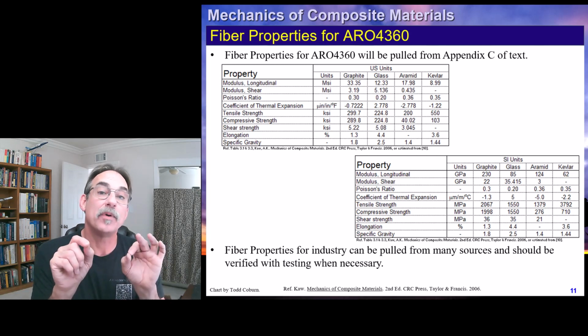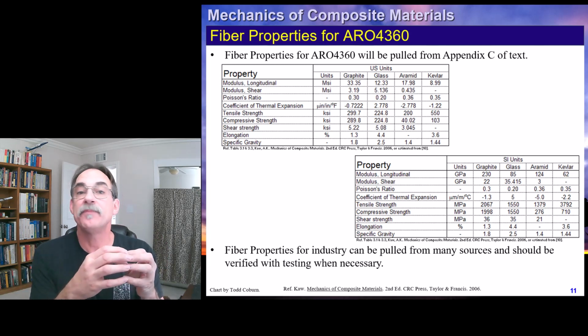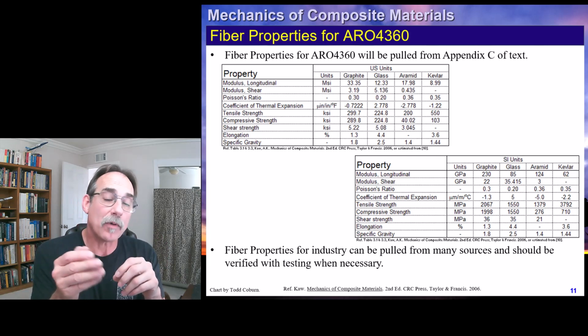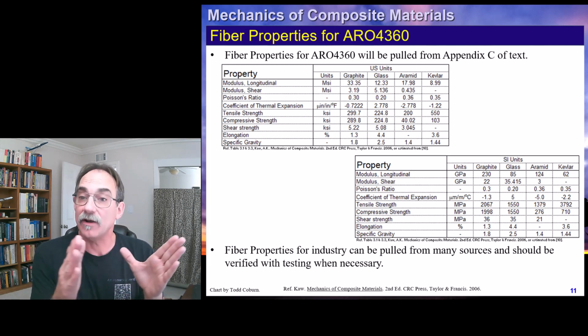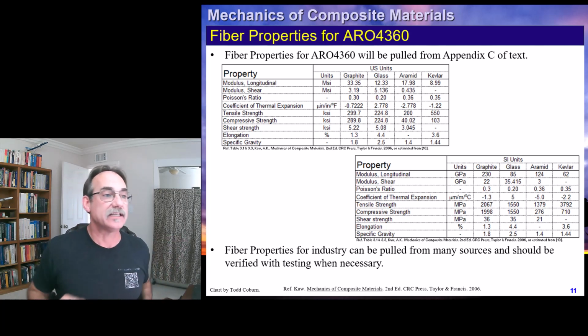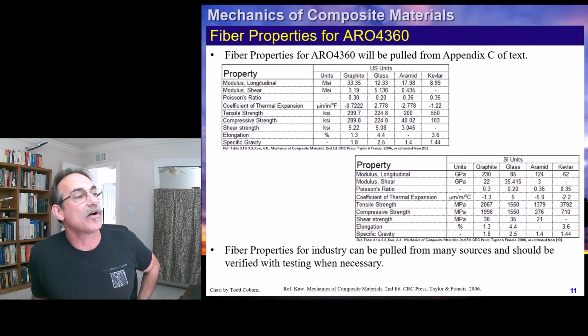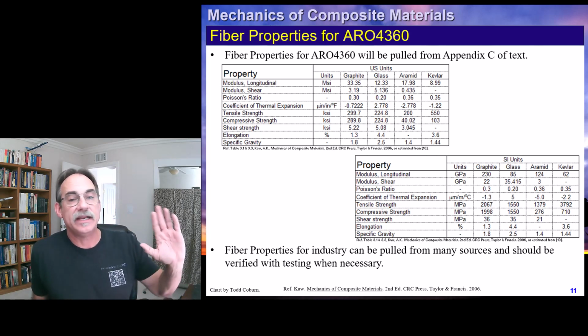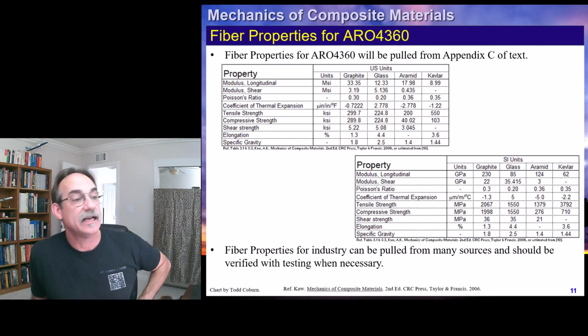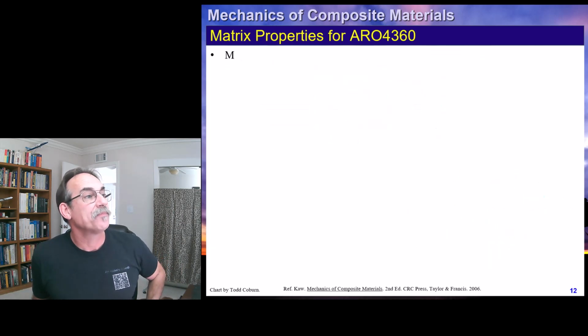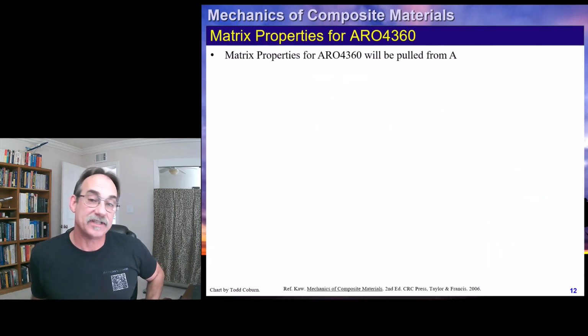And some of the other books that I provided book reviews on, like Barbero's book and Jones' books, have a wider number of sets of properties available. So here are some fiber properties. You don't need to copy this because it's in your text in Appendix C. This is where we're going to get the same appendix.